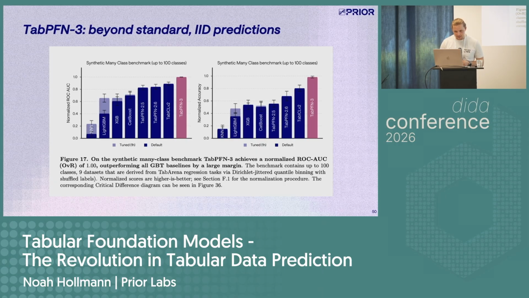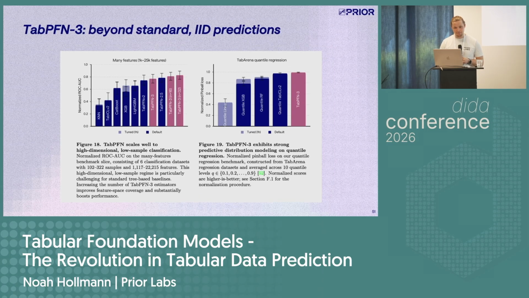Then having many features, so often, especially medical data, right? The genetic data set is one example where we have a lot of features, maybe millions. So we're looking at getting better at these very wide data sets. And then this quantile regression, so predicting again the uncertainty.